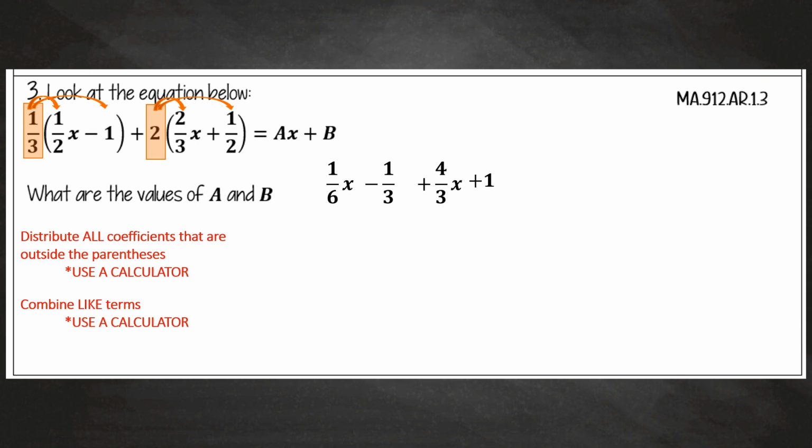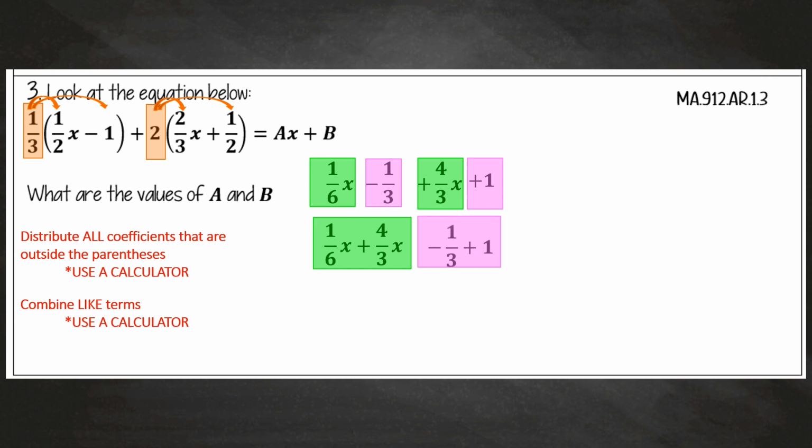Okay, now we're going to combine our like terms. Use a calculator if you don't know how to add and subtract with fractions. So we have 1/6 x plus 4/3 x, and we're going to have negative 1/3 plus 1. So how do we simplify those? Well, 1/6 plus 4/3 is 3/2. So we have 3/2 x, and we have a positive 2/3.